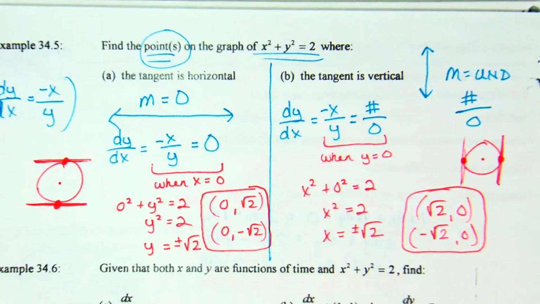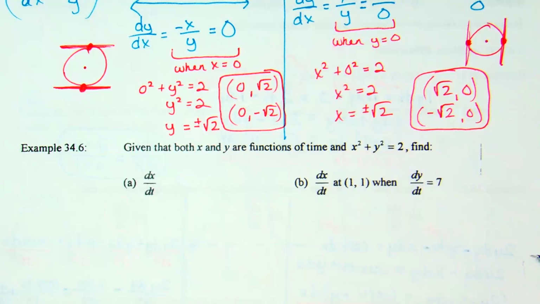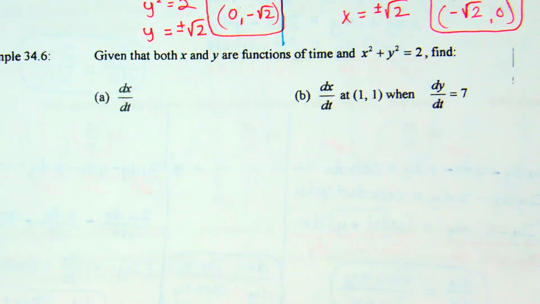Got one more. Again, does your equation look familiar? It does. We're just doing different stuff with it. This says, given that both x and y are functions of time, and x squared plus y squared equals 2. So right there, when you hear that x and y are functions of time, that means we're going to have a dt involved here. Okay? A asks us to find dx dt.